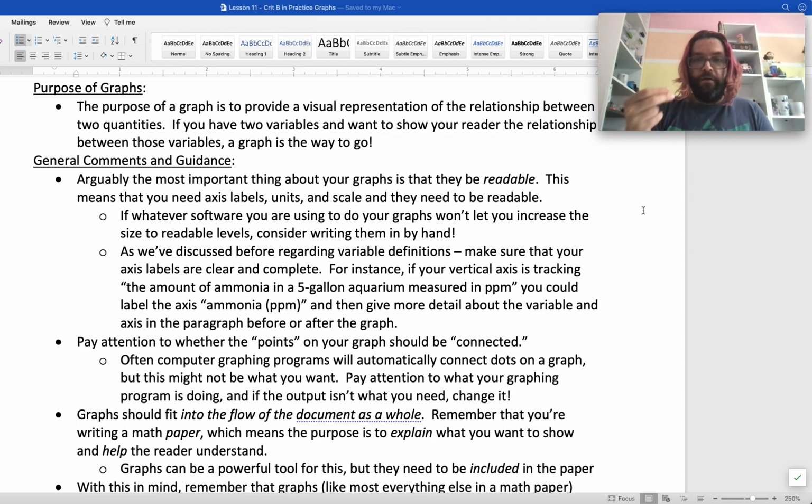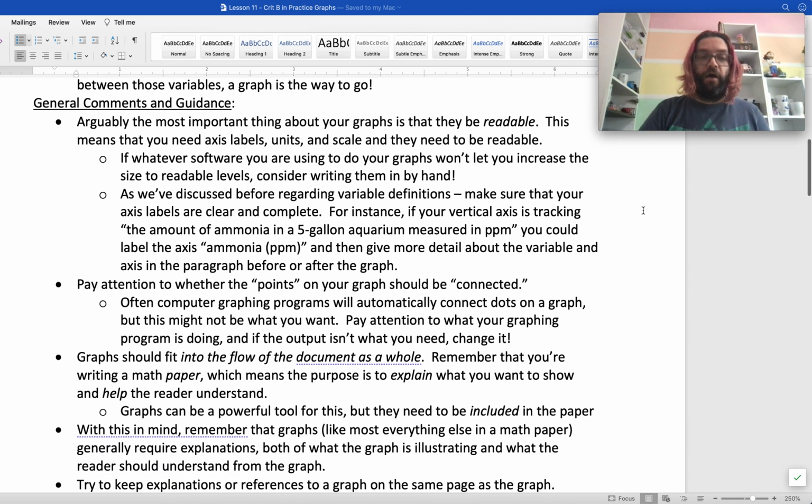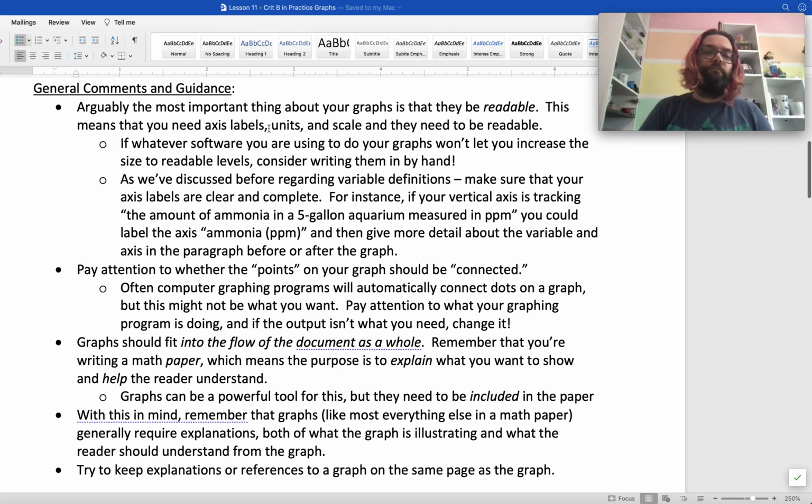So now with that said, I want to get into some general comments and guidance about the use of graphs and how to include them, how to write with them. So arguably the most important thing about graphs is that they be readable. This means that you need to have axis labels, you need to have units, you need to have scale, and all those things need to be readable. In addition to that, you want the size of your graph to be appropriate. You want people to be able to see it and for it to feel good and natural in your paper.